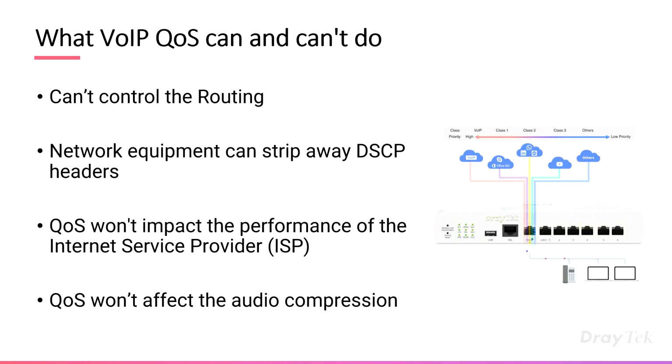Also, the quality of service won't affect the audio compression. VoIP codecs determine the sound quality while conserving the bandwidth. Codecs can reduce latency and increase the quality of your voice calls, but it comes at a cost. You must provide a stable internet connection.